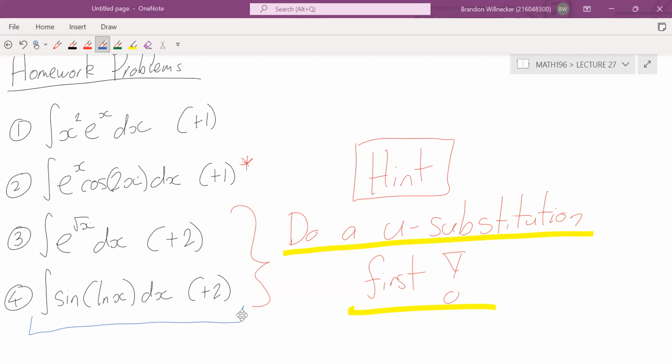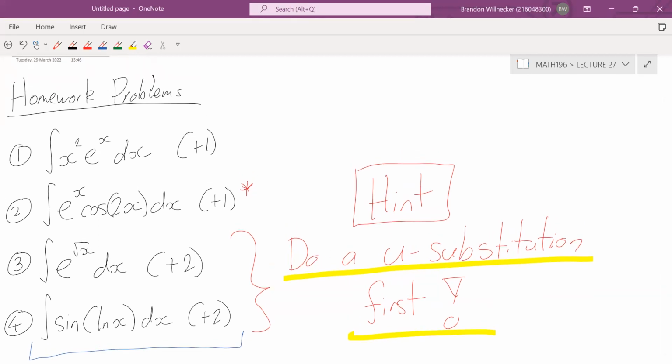Are there any questions about these homework problems? Okay, just think, this formative quiz that's coming up tomorrow, these will count towards that. So then you can boost your marks with that.